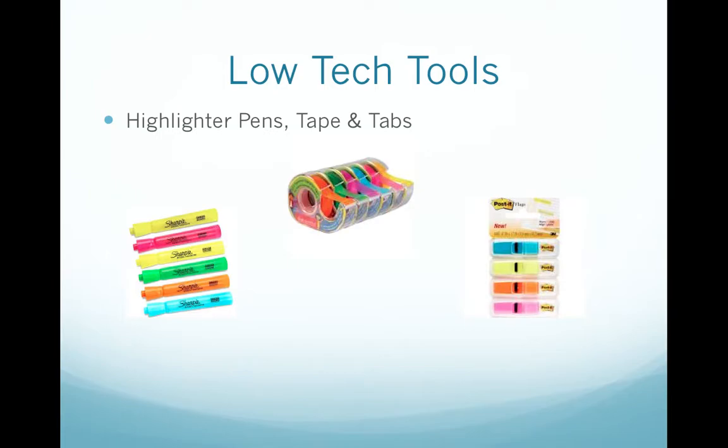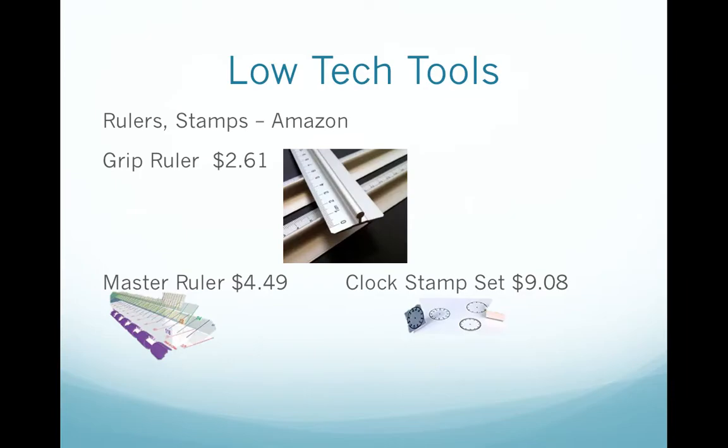Highlighter pens, tape, and tabs. These can be used to highlight different passages, keywords, or concepts. Using different colors to mark information in different categories helps with reading longer word problems. Many low-tech items can be obtained through Amazon.